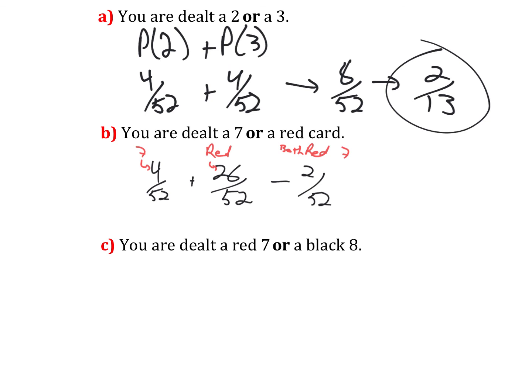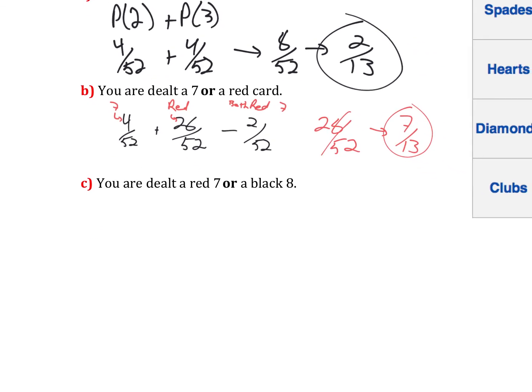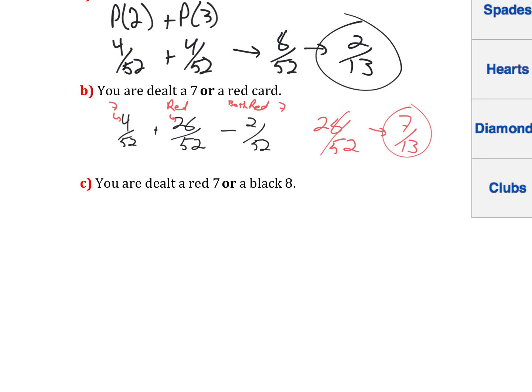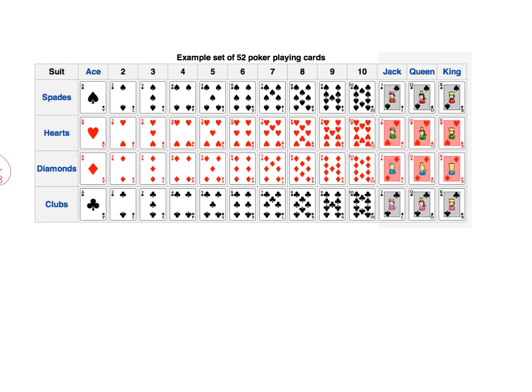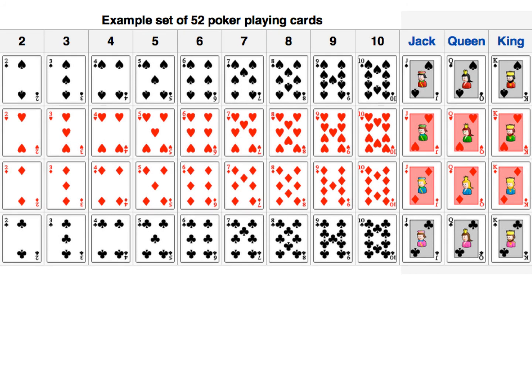All right, let's combine our like terms. 4 plus 26 minus 2, we're going to get 28. So 28 over 52, and that's going to reduce down by a factor of 4 to 7/13. All right, last one, part C. You are dealt a red 7 or a black 8. Let's look at my deck of cards. A red 7, so one of these two guys. A black 8, so this guy here, this guy here.